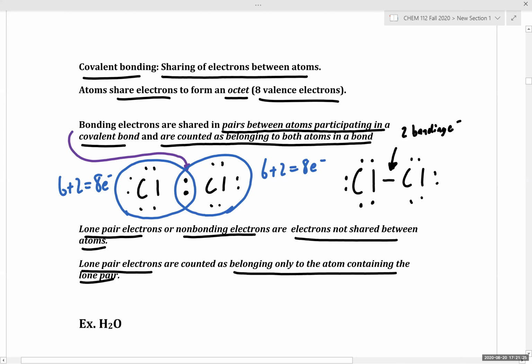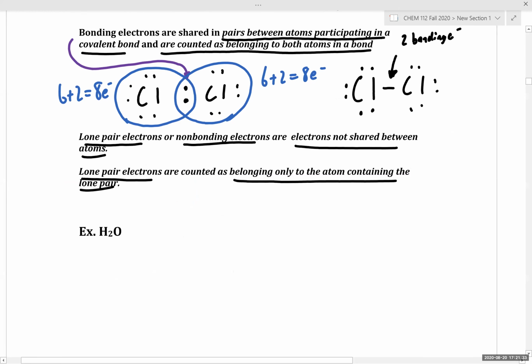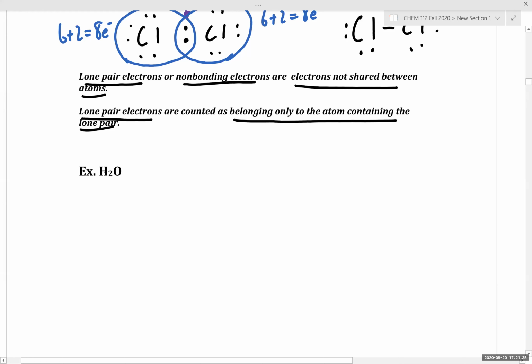Does this look familiar to everyone so far? This is the fundamentals of Lewis structures. Okay, perfect. So let's look at water, for example. The Lewis structure for water looks something like this. The lone pairs are drawn exclusively as a set of dots. The lines are only used to represent bonds.